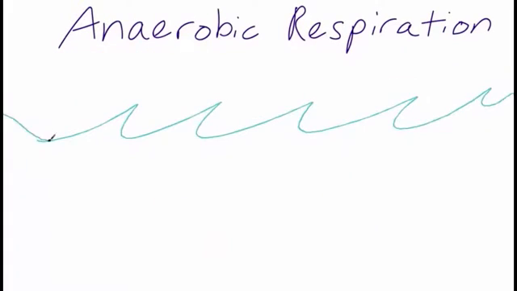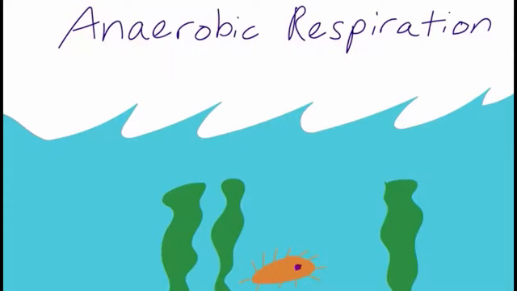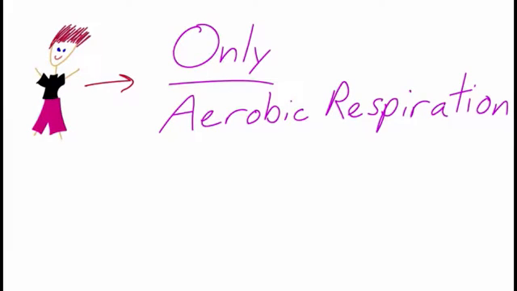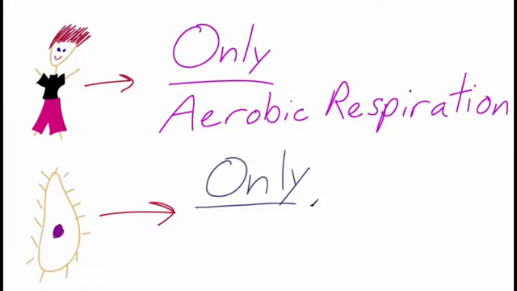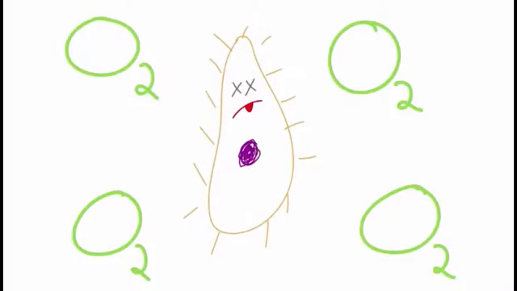For example, some bacteria that live on the bottom of the ocean might use the sulfur from vents on the ocean floor as the final electron acceptor. Some organisms can do both types of respiration. Others, like humans, can only do aerobic respiration. Still others can only do anaerobic respiration and die in the presence of oxygen.